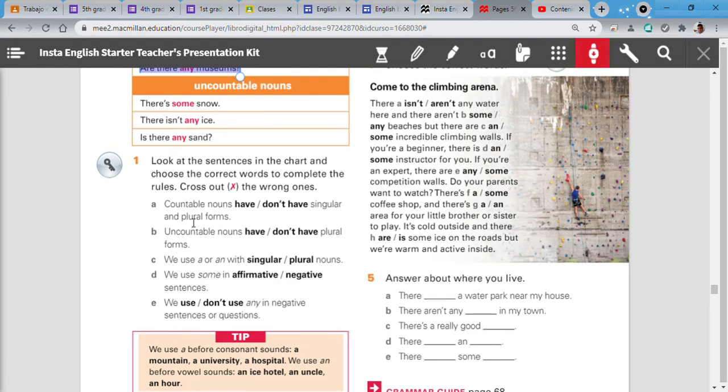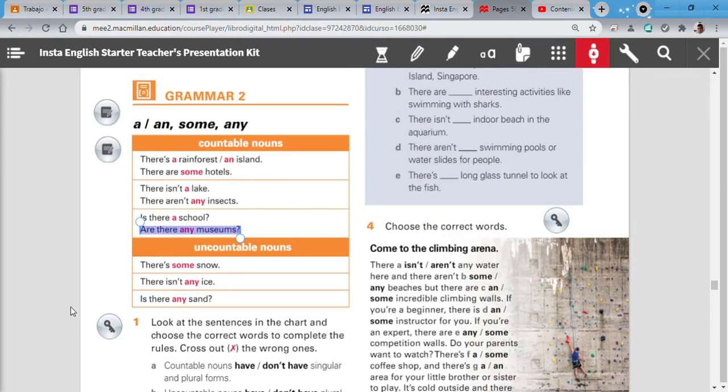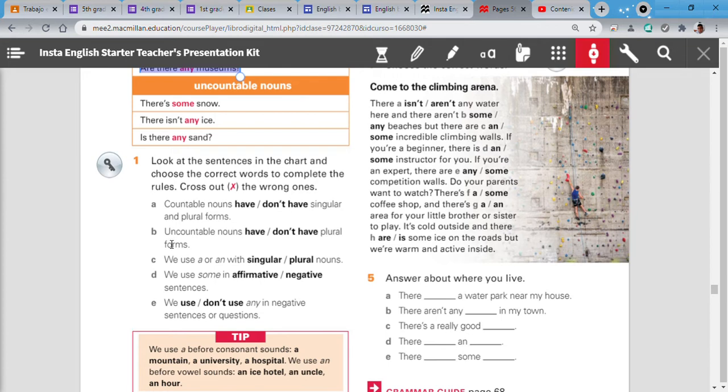Countable nouns have or don't have singular and plural forms. Yes, of course, countable nouns have singular and plural forms. Remember, there is a, or there are some, singular and plural. Let's continue with uncountable nouns have, or uncountable nouns don't have plural forms. Excellent. Uncountable nouns don't have plural forms, only singular. C. We use a or an with singular nouns.